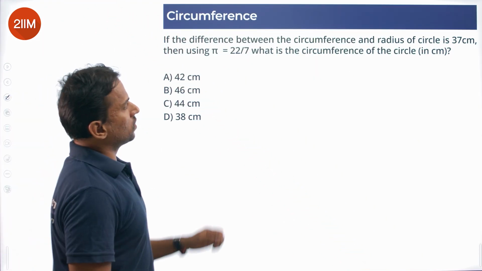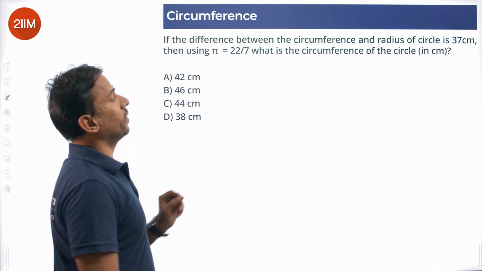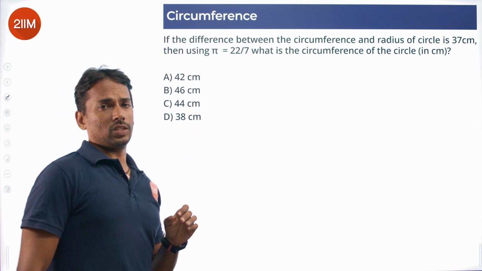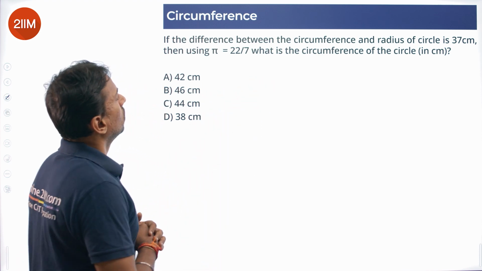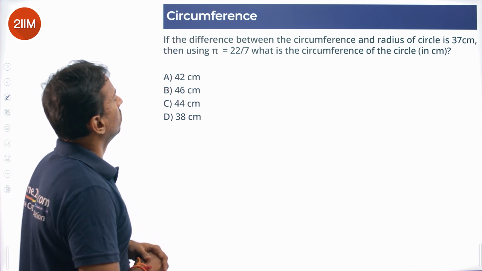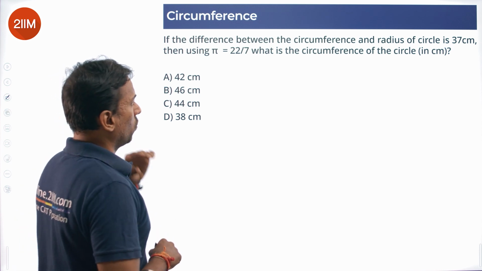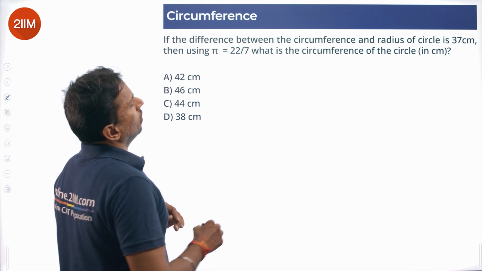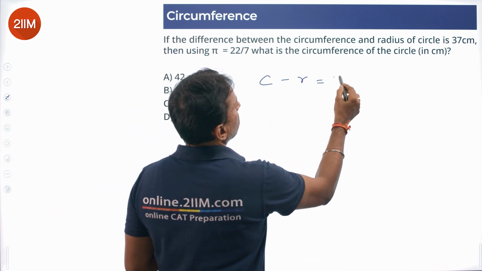If the difference between the circumference and the radius of the circle is 37 centimeter, then taking pi value as 22 by 7, what is the circumference of the circle? Right, okay. So we need to find the circumference. Here we know that the difference between circumference and the radius is 37.